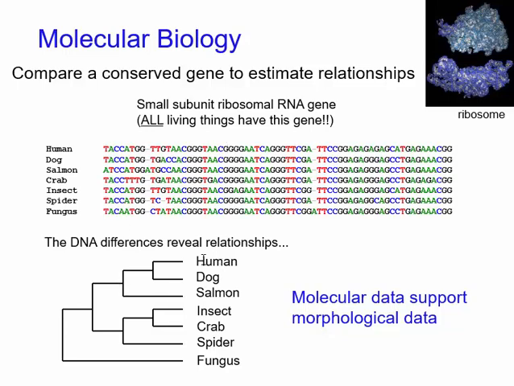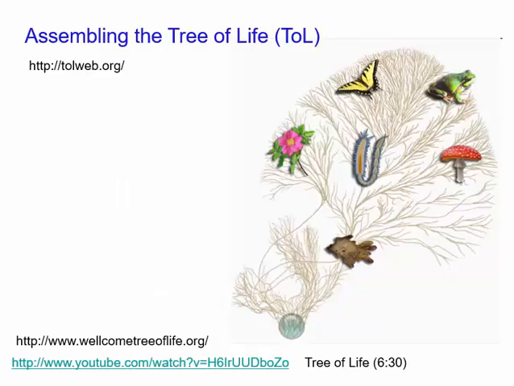And here, humans and dogs are most closely related to one another. They're mammals. Salmon is next, closely related to those two. They're all vertebrates, and so on. And we can take all these kinds of data, and morphology, homologous structures, and start to put it all together into a really broad perspective. There's a big project called Assembling the Tree of Life, trying to understand all these relationships between all living things using these kinds of data.